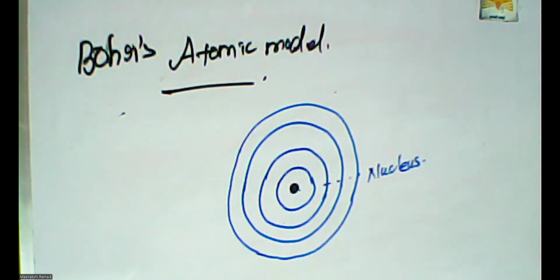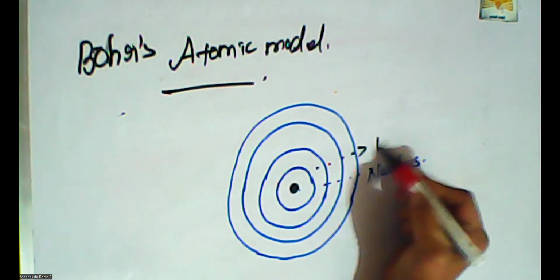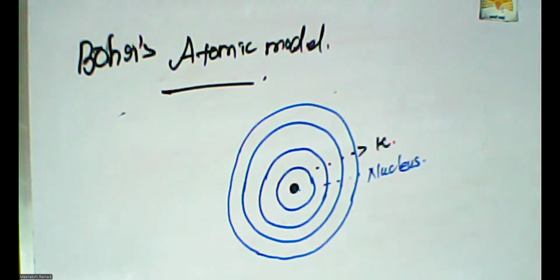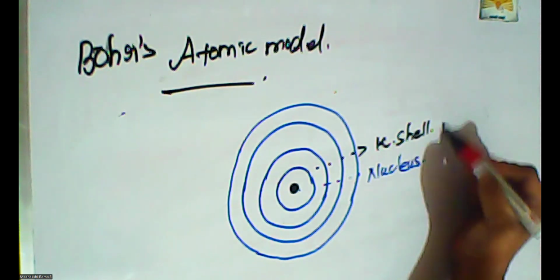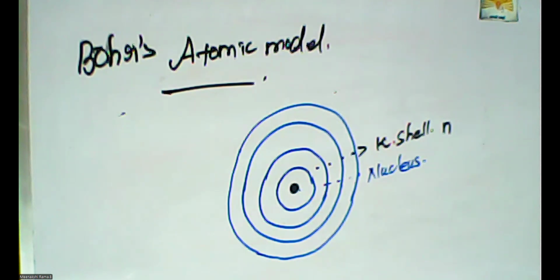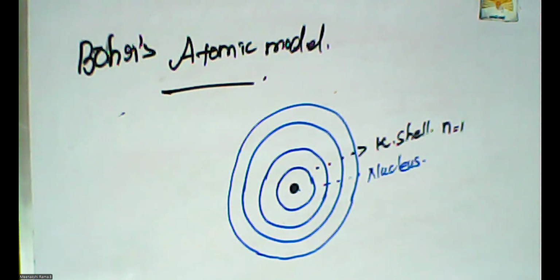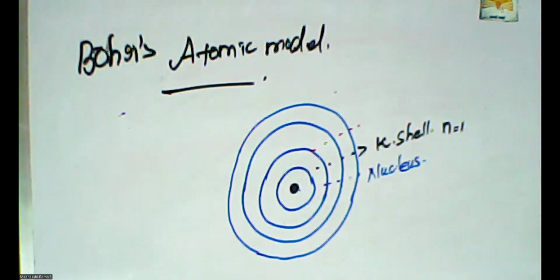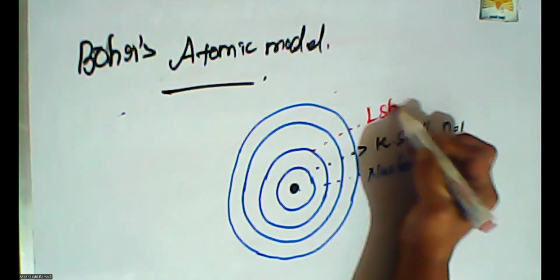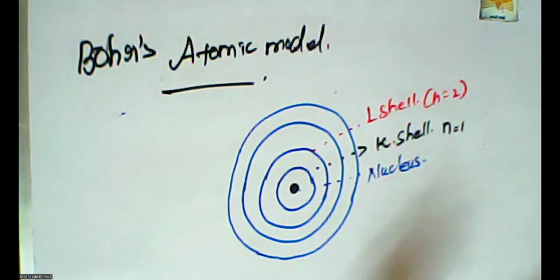Okay, what are the shells? The first round is called the K shell, and its number is n equals 1, the energy level is considered as 1. The second round is called the L shell. The energy level is considered as 2.